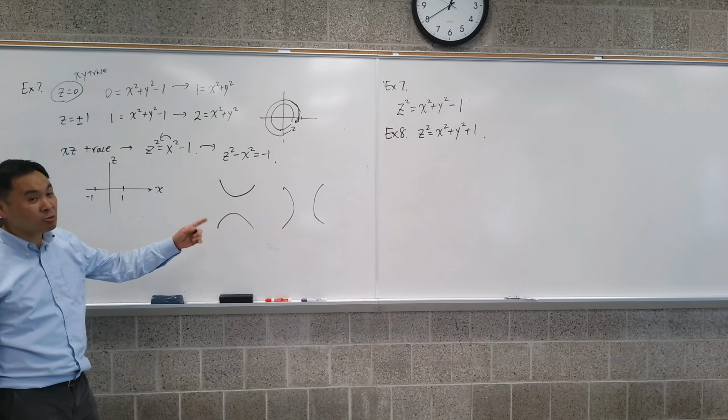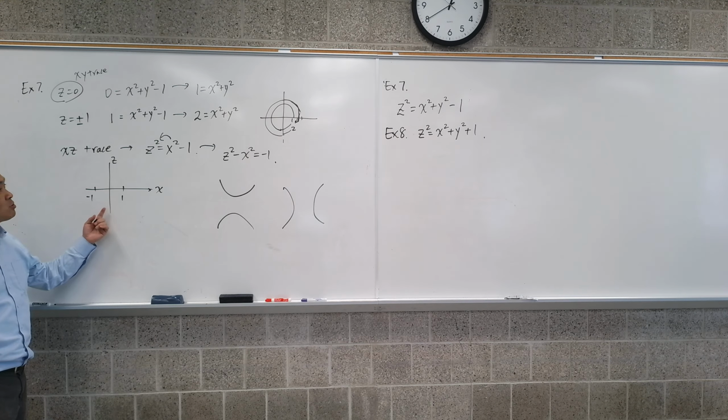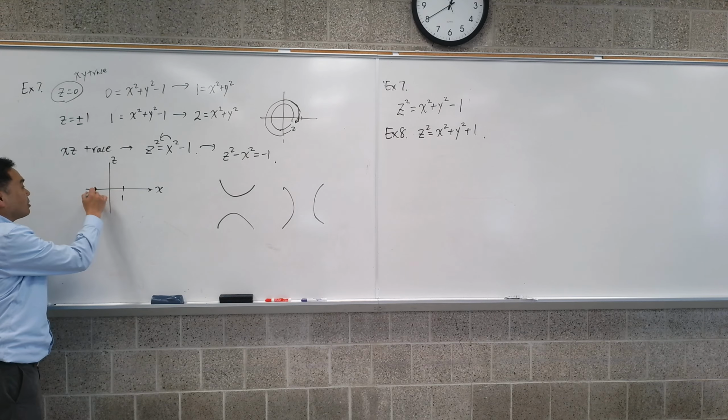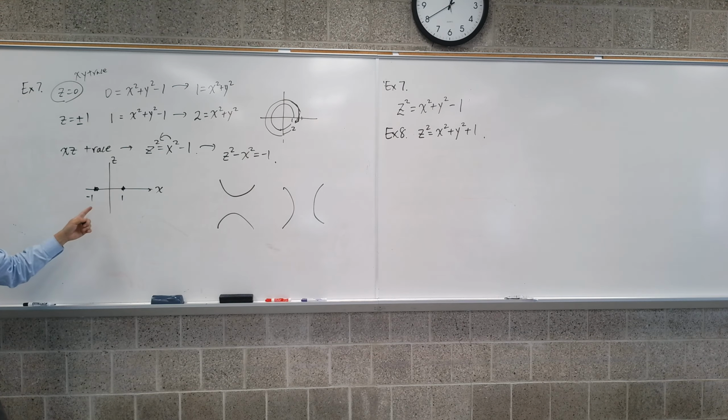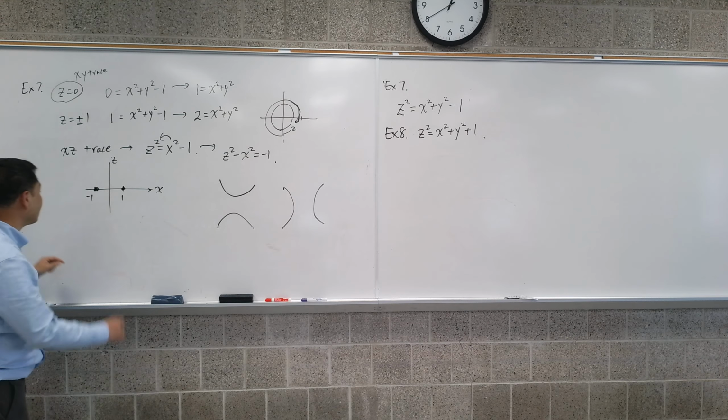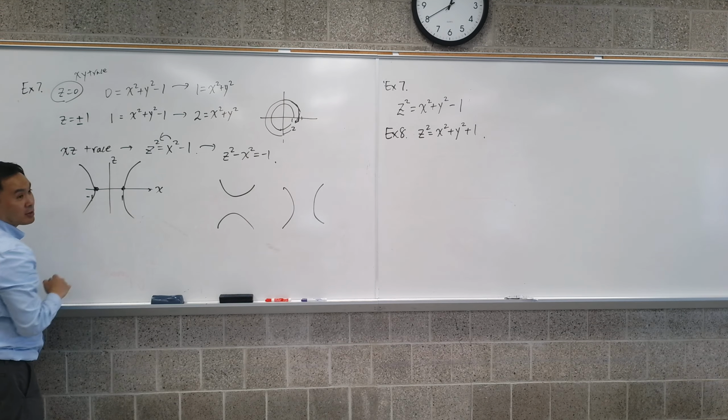Now, how do you know which one's which? Just look at the intercepts. Here, if you set z equals 0, you have these 2 points. So you must have a set of curves passing through these points. Which one is it? First one or second one? Second one, obviously, right? So you can just do it quickly like that, okay?